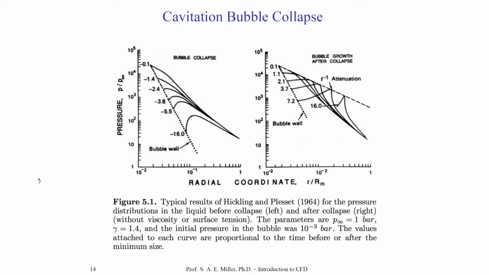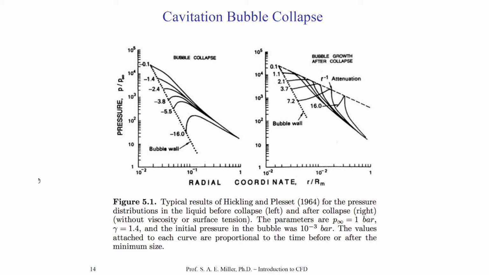Let's look at some graphs of cavitation. On the x-axis, we have the radial coordinate, that is the radius of perhaps the bubble. And then we have the bubble pressure, P divided by P infinity. The pressure and radius are put on log scales. So this is from, of course, the experiments for the pressure distributions in a liquid before collapse and after collapse. The left is before collapse, and the right is after collapse.